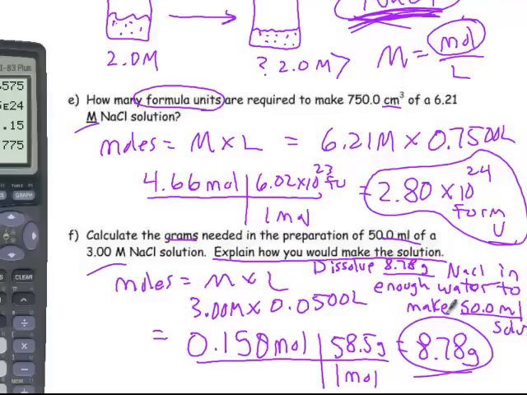And there's what the other blank would be. So if we were going to use a different substance, the difference would be how many grams we calculated and whatever the volume was given in the question. So dissolve 8.78 grams of NaCl in enough water to make 50 milliliters of solution.